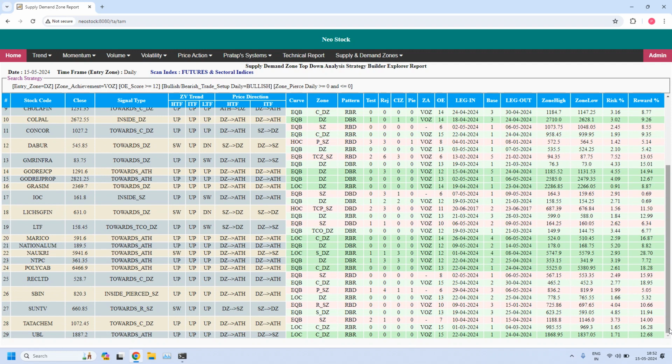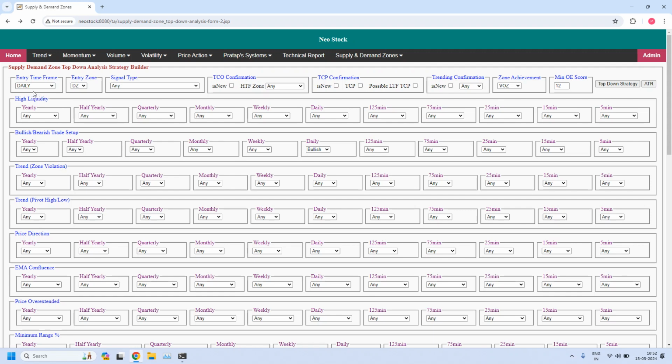Now let us generate bearish trade setup for monthly income trade. So I am going back. For bearish trade setup, entry time frame is daily for monthly income trade, but entry zone should be supply zone for bearish trade setup. And in bullish or bearish trade setup, in daily time frame, I am selecting the value bearish. And the remaining three filters, what we said earlier, remain the same.